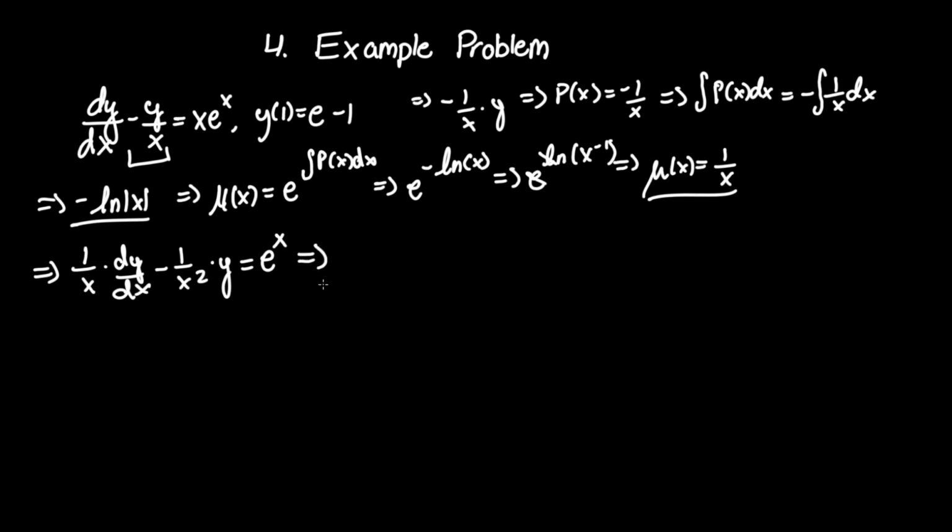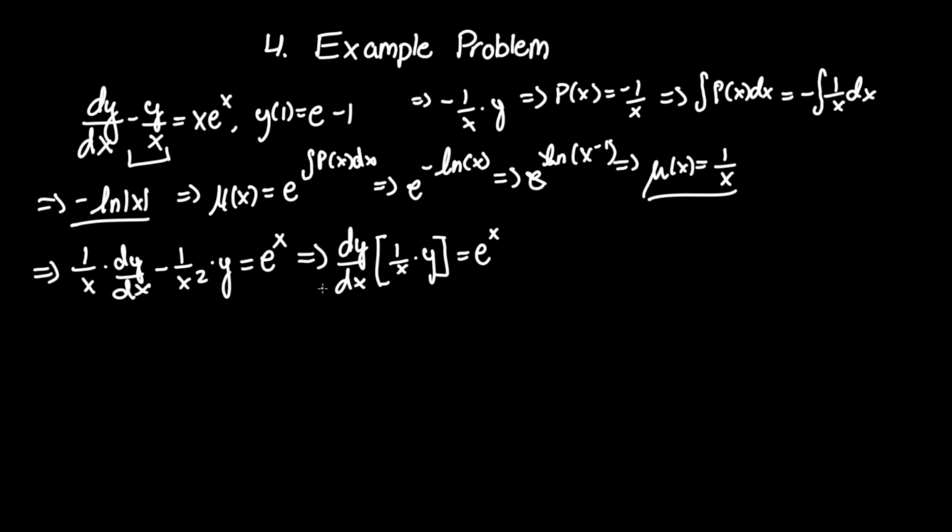Now let's simplify the left-hand side as a form of product rule, in which we already said dy dx of mu of x, 1 over x, times y, equals whatever's on the right-hand side, e to the power of x. We can double check if this is correct by looking at, on the left-hand side, is this in fact the derivative of 1 over x times y? Well, we can see the derivative of 1 over x is negative 1 over x squared, we see that here, times y, that's correct, plus 1 over x times the derivative of y, so this is in fact correct.